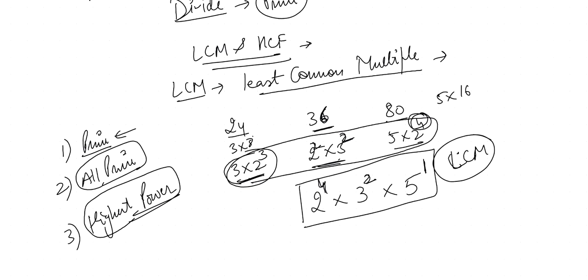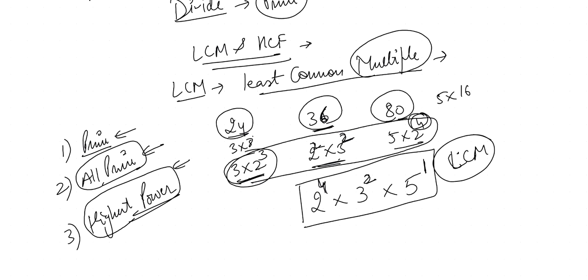Got it. Okay. And I mean, logically, if we see, why do we have to take all prime numbers in their highest powers? I mean, we should understand it logically as well. One is memorizing it, another is understanding it logically. What is it? It's a multiple. That means it's a multiple of 24. It should be a multiple of 36. It should be a multiple of 80.